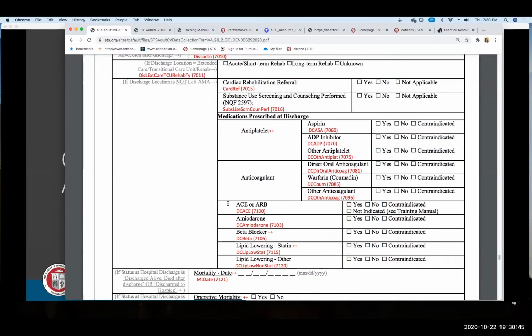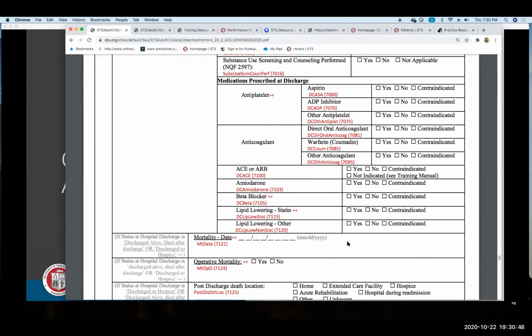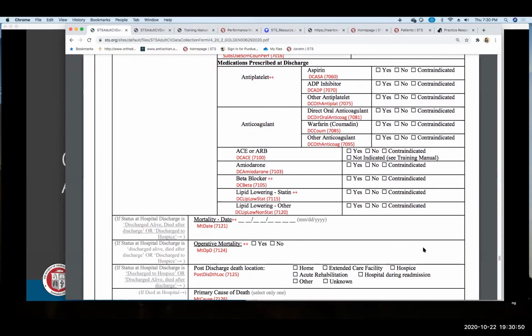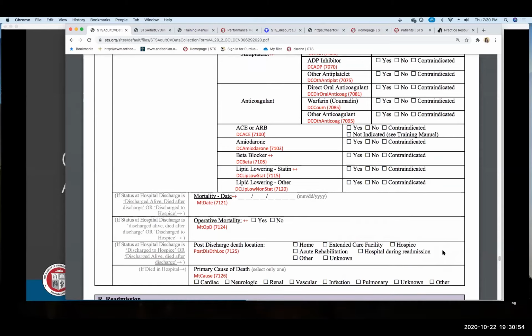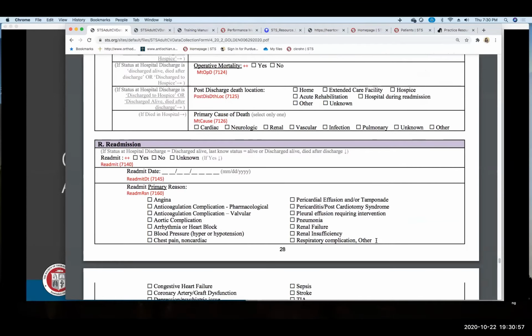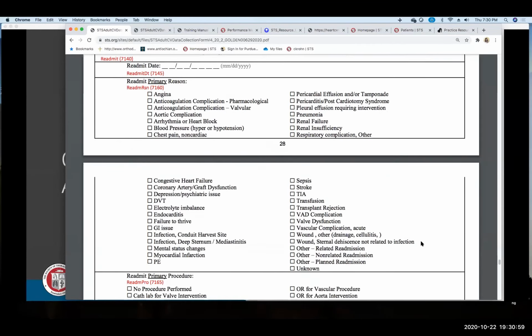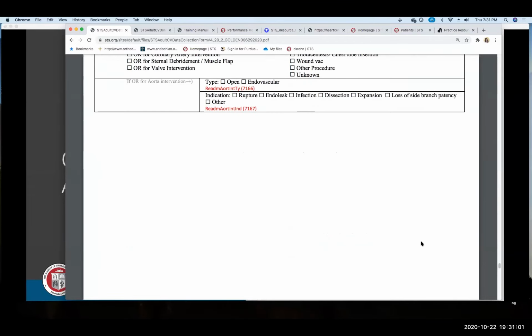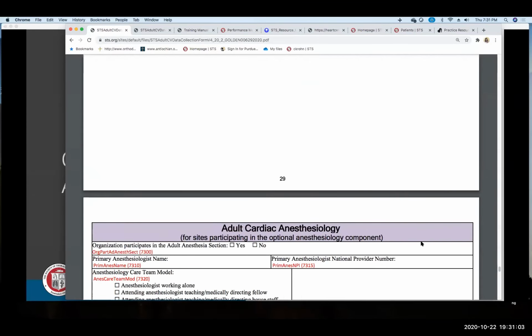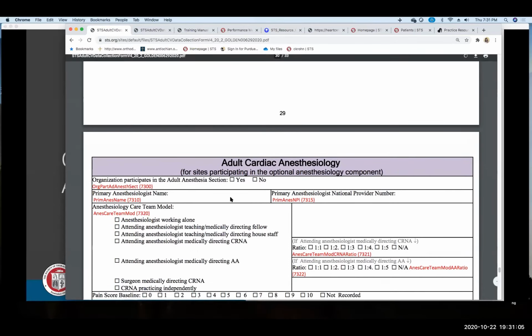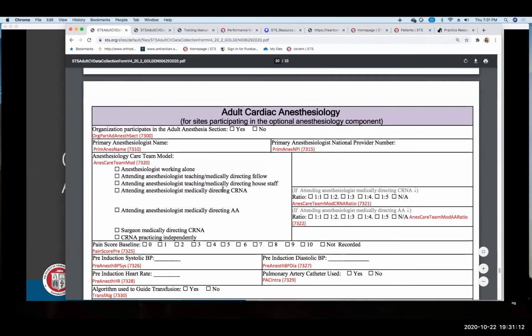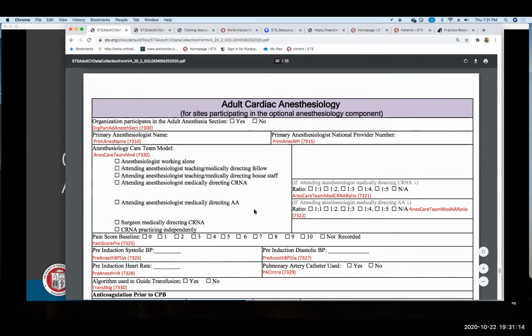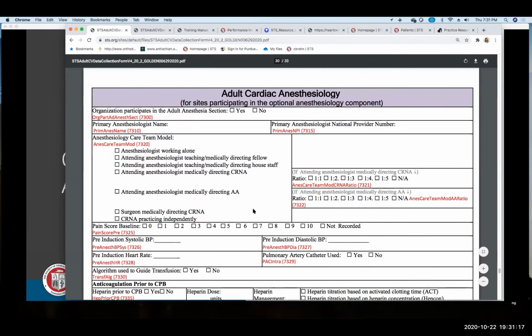Current operative mortality is considered 30 days from OR date. For hospice patients, we would go until when that patient expired. And then we get into the readmission and reason for readmission. Now below this form, we have the anesthesia section, which is an optional form that sites voluntarily participate in. We have 70 of our just over 1,000 sites, and it would be really great if we could get more sites to participate, so we have some good data.